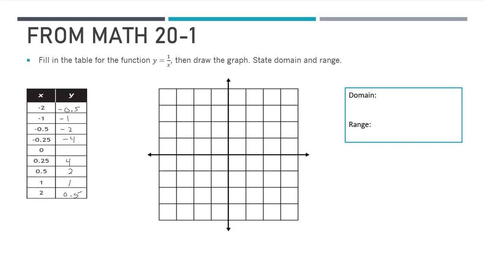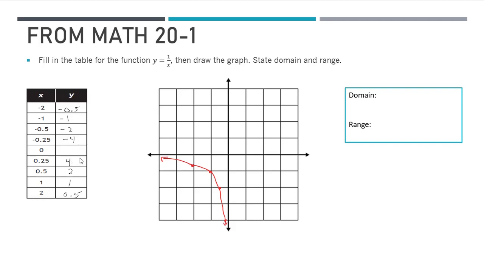So now we're going to go plot those points. So at negative 2, we get negative 0.5. At negative 1, we get negative 1. At negative 0.5, we get negative 2. And then at negative 0.25, you get negative 4. Now this graph is going to approach the y-axis, but it will never actually hit. There's an asymptote there. Same for the x-axis. It'll approach the x-axis, but it will never hit.